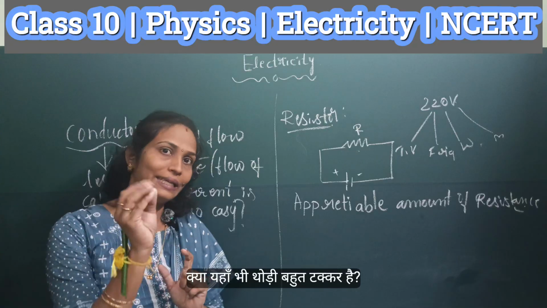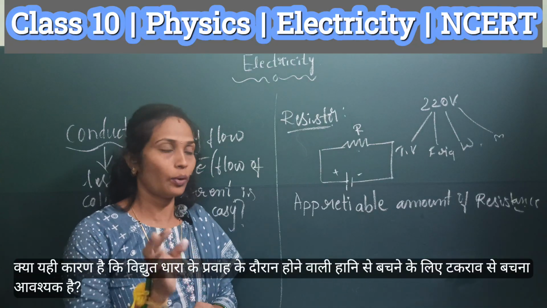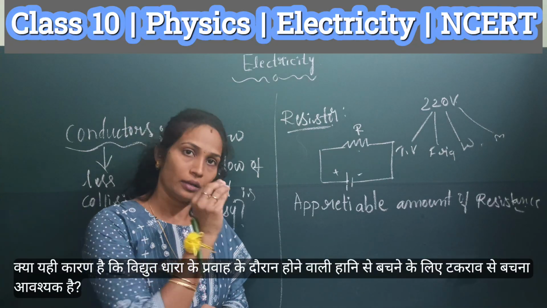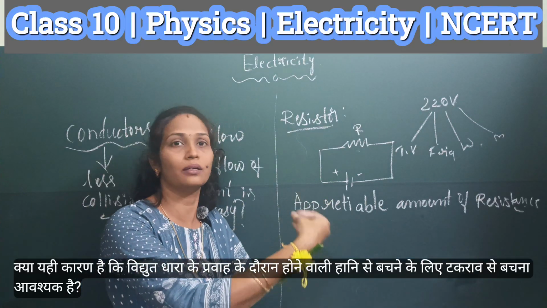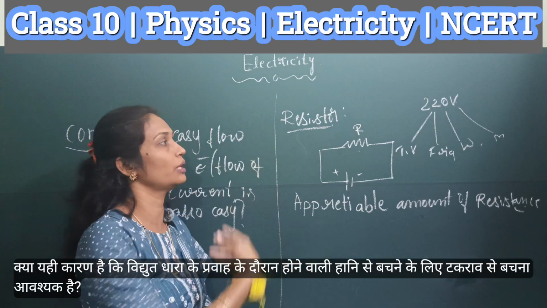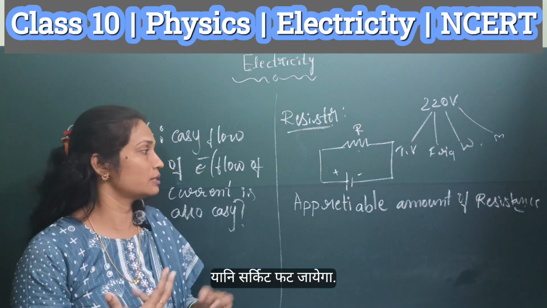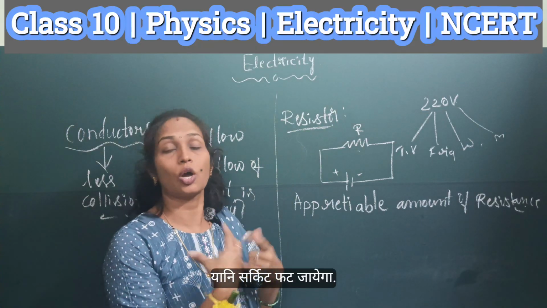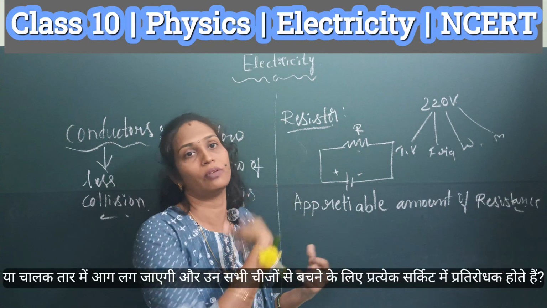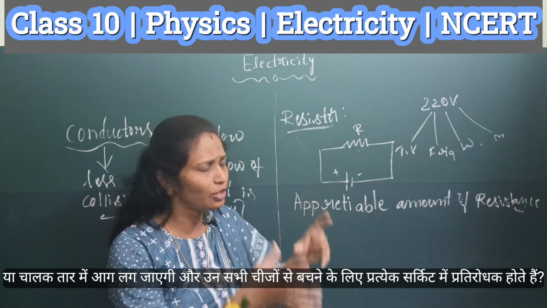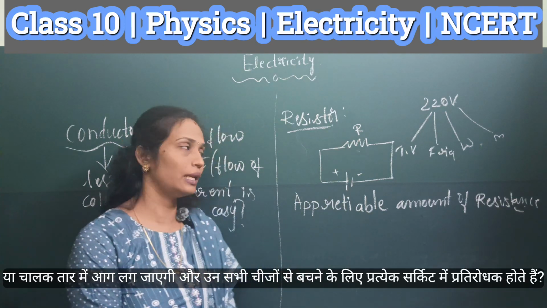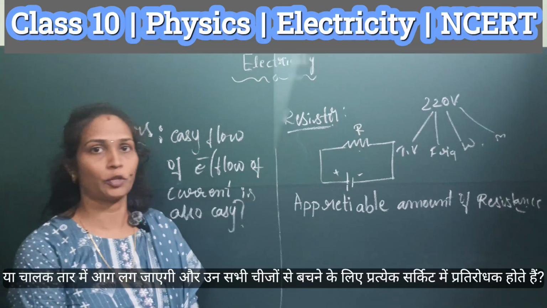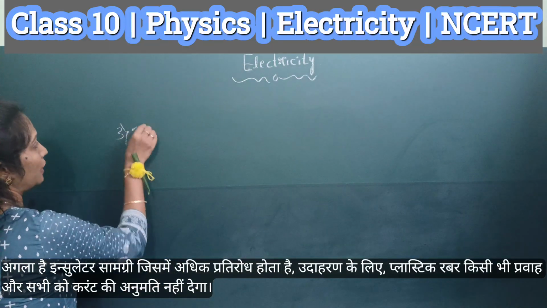Here also a little bit of collision is there. Why is that collision required? To avoid the harm that could happen during the flow of current, that is, the circuit will burst or the conducting wire will catch fire. To avoid those things, resistors are there in circuits. In every home, resistors are there. Next one is, guys, insulator.